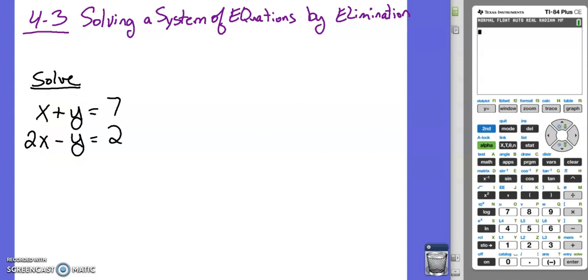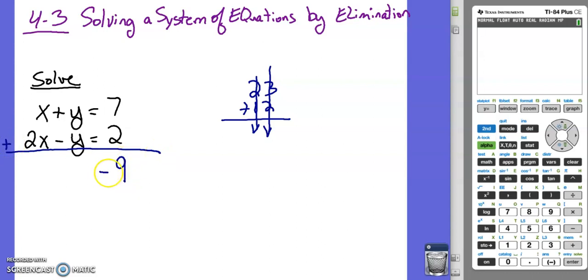Now, just like elementary school, when we had to add like 23 plus 12, we lined them up and then we literally added down the columns. That's really what we're going to do. We're going to draw our line, and we're going to add each column. So 7 plus 2 is 9. Put my equal sign. Notice what happens to the y's. I have positive y and negative y. They eliminate. That's why this is called the elimination method.